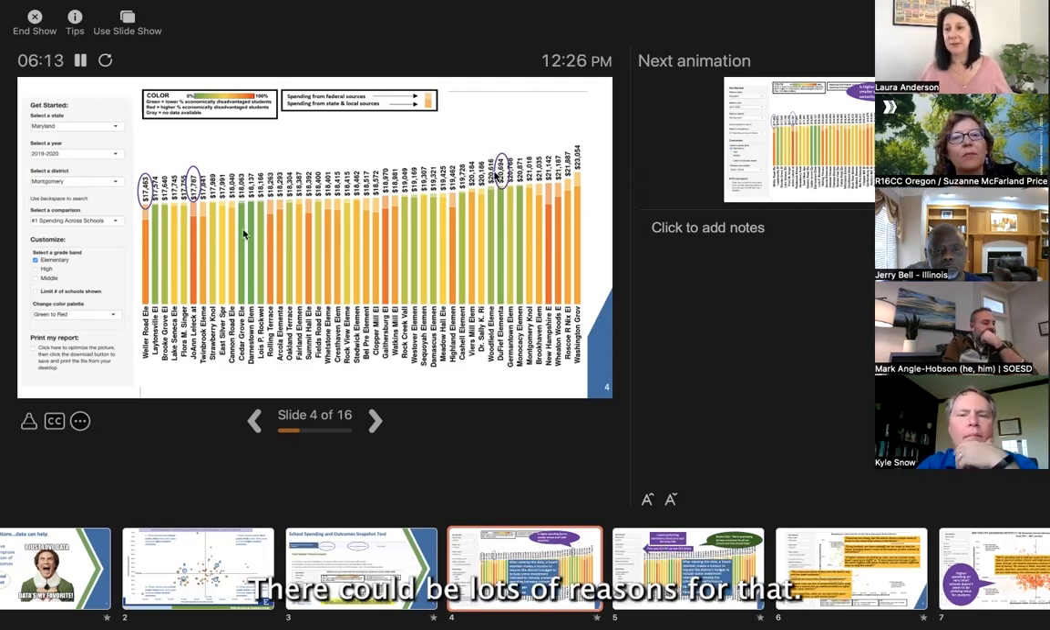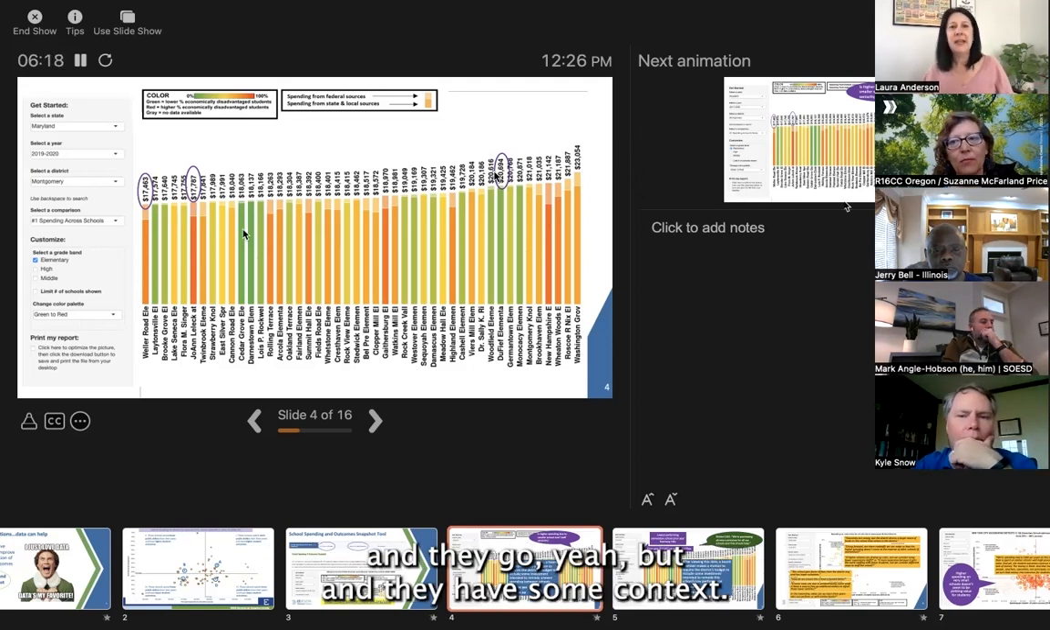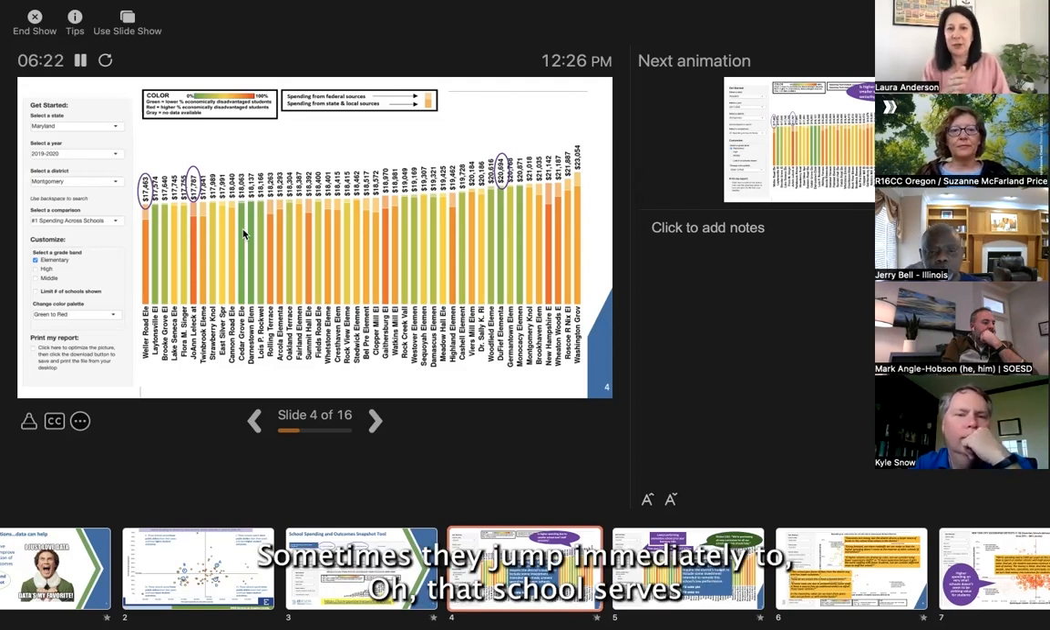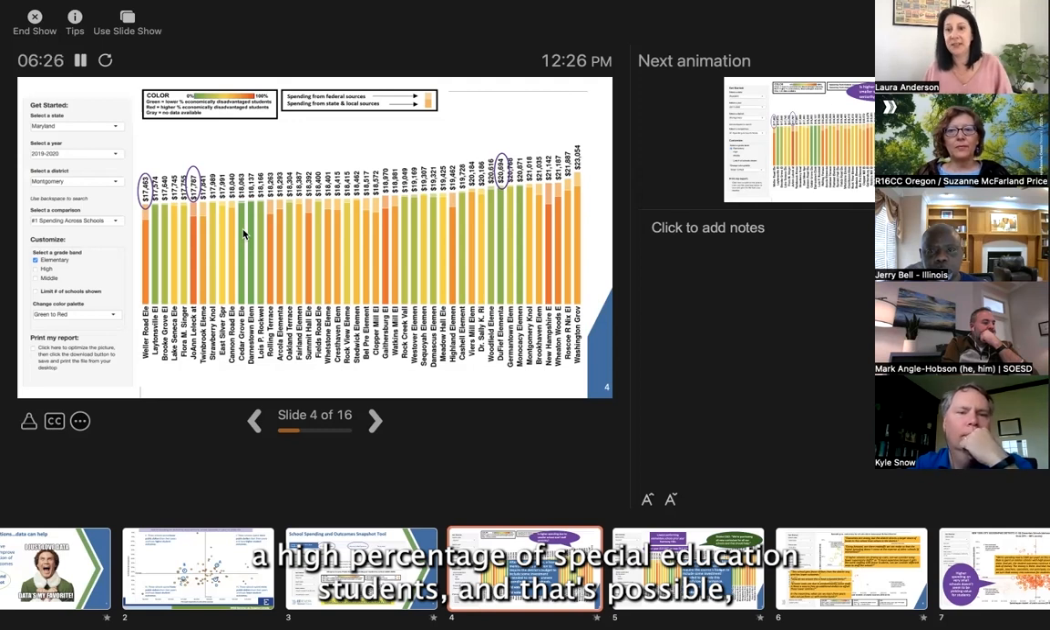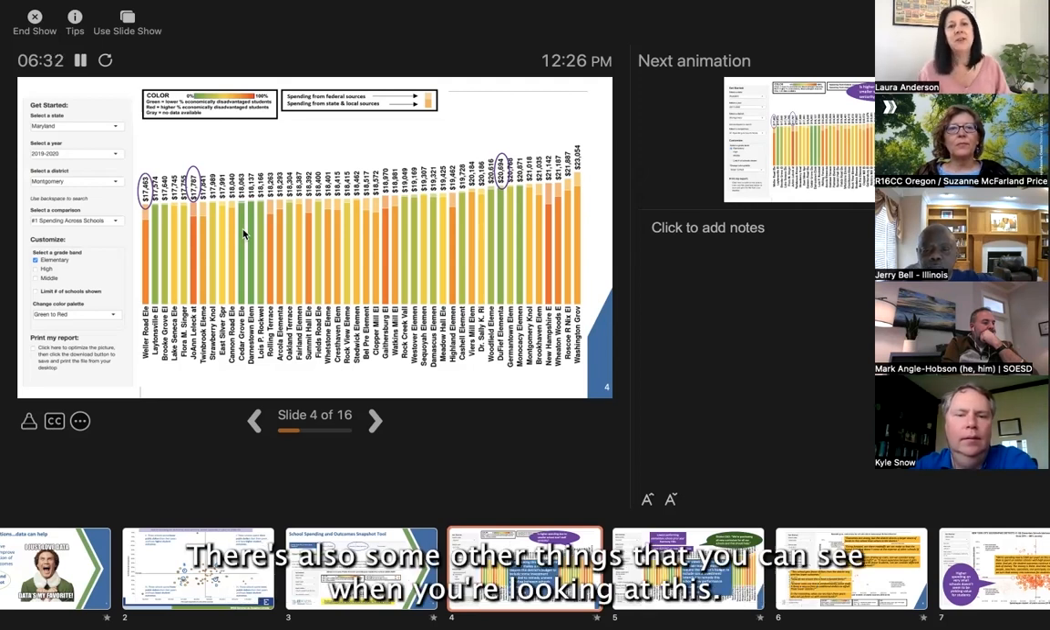There could be lots of reasons for that. And so what would happen is district leaders would look at this and they go, yeah, but, and they have some context. Sometimes they jump immediately to, oh, that school serves a high percentage of special education students. And that's possible, but it doesn't really generally account for most of the difference in the spending. There's also some other things that you can see when you're looking at this.